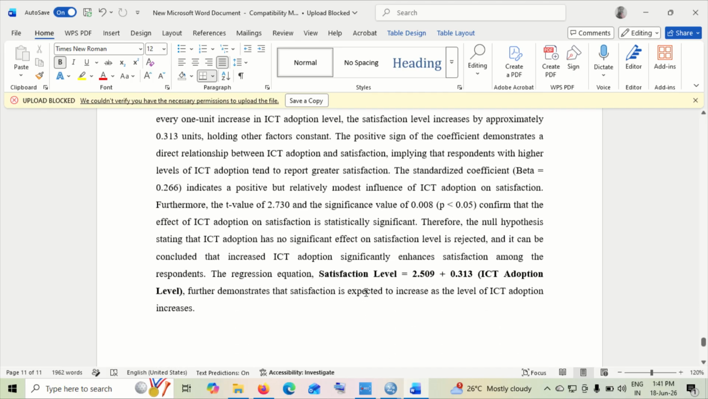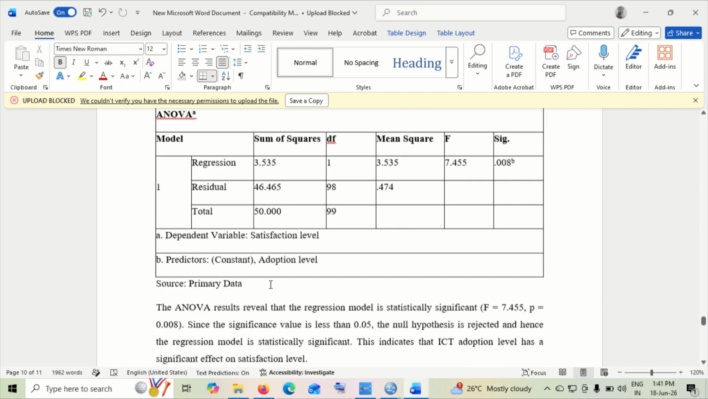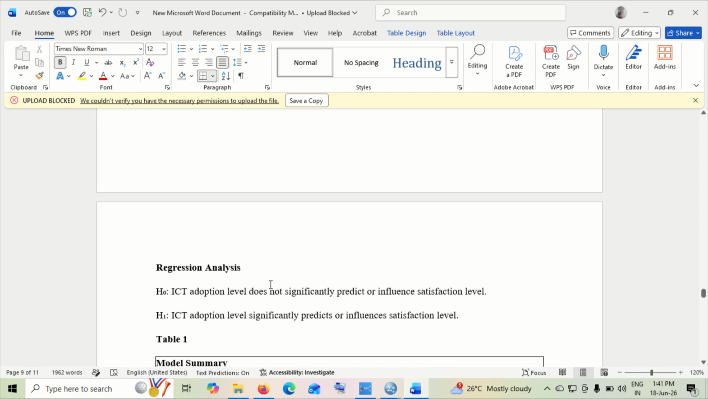The regression equation, that is satisfaction level is equal to 2.509 plus 0.313 times ICT adoption, further demonstrates that satisfaction is expected to increase as the level of ICT adoption increases. This is the style of interpretation which we can give for the regression analysis. This is the simple regression analysis using two continuous scale variables, that is adoption level and satisfaction level.